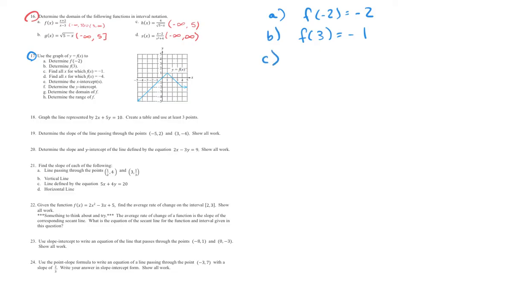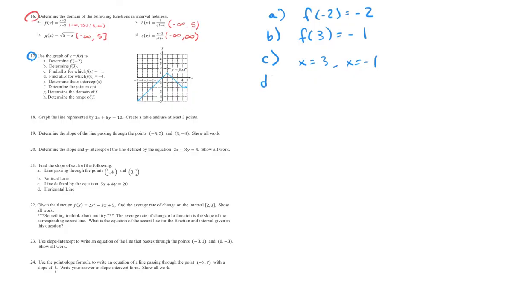For part C, we're going to find all x for which f of x is equal to negative 1. So if I look here at negative 1, well, I already found one of them, is that x is going to equal 3. But there's this other one over here. So whenever y is negative 1, we have this point, and we have this point, which corresponds to x being negative 1. So I have two answers here.